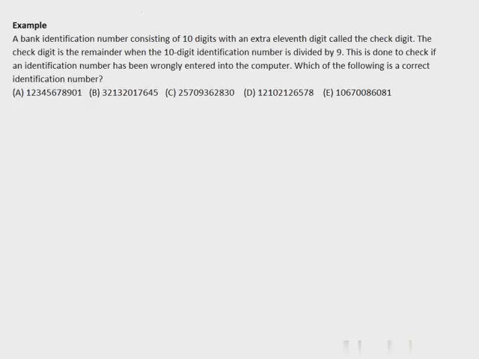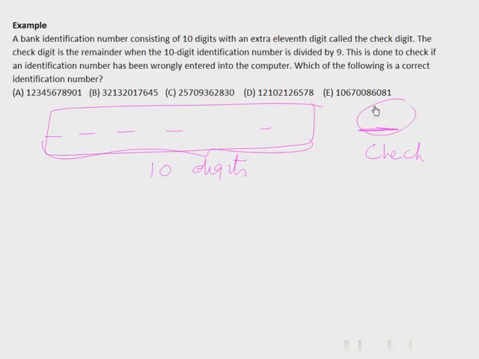A bank identification number consists of 10 digits with an extra 11th digit called the check digit. So there are 10 digits and an 11th check digit. The check digit is the remainder when the 10-digit number is divided by 9. This is done to check if an identification number has been wrongly entered into the computer. Which of the following is the correct identification number?